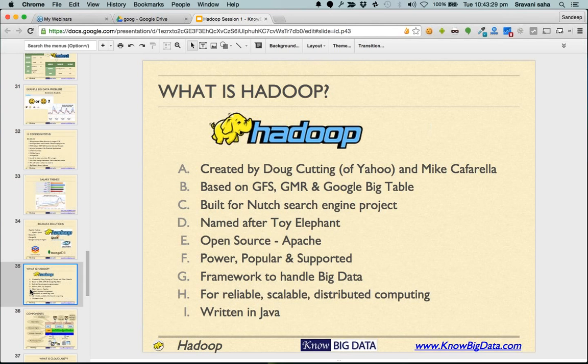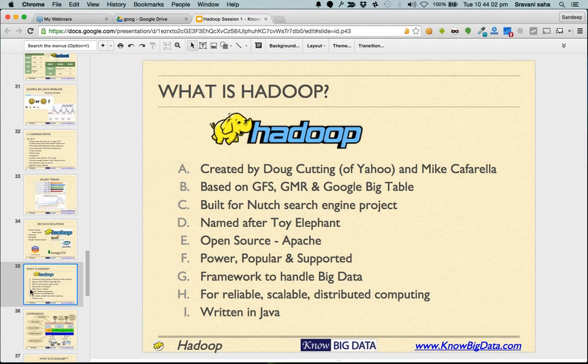Basically, they were trying to create a search engine called Nutch in their hobby time, and they were stuck. They realized that searching or crawling the internet would require a lot of effort. They were not able to store such huge data using their traditional tools, for many reasons.